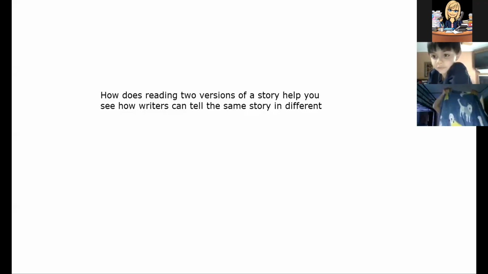Hi, boys and girls. This week we are going to start comparing and contrasting two stories again, but this week it's not going to be nonfiction, it's going to be fiction. So our lesson essential question is, how does reading two versions of a story help you see how writers can tell the same story in different ways?